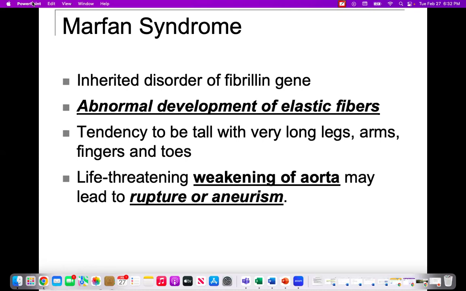But it becomes life threatening because remember, we have elastin and elastic fibers around our blood vessels. The life threatening part of Marfan syndrome is the weakening of the aorta or the abdominal aorta. This large blood vessel can actually rupture, or they can have an aneurysm of it, and it becomes life threatening for sure.